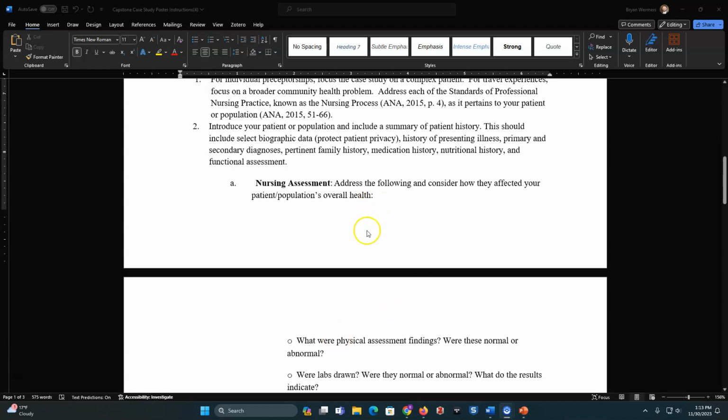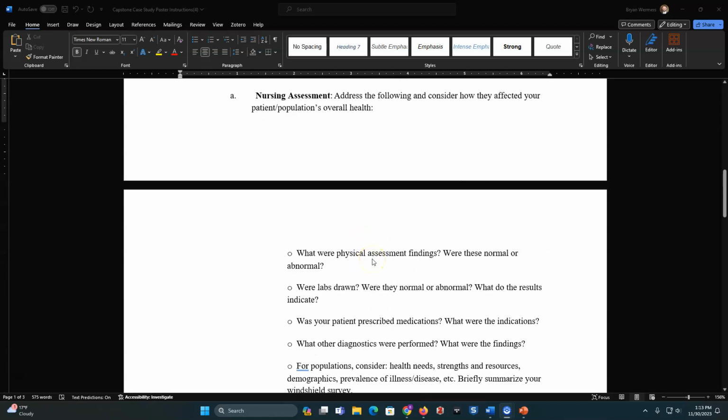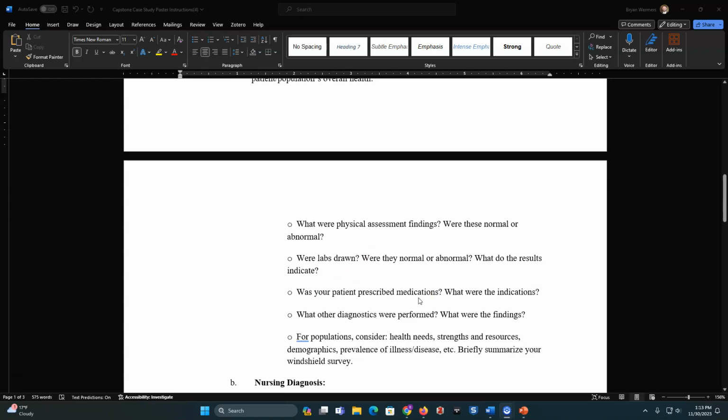So your nursing assessment can include your physical findings and whether they're normal or not, labs drawn, were they normal or not, what do they indicate, what medications were prescribed, which ones did you give, why did you give them, what were the diagnostics that were performed, what were the results of that.